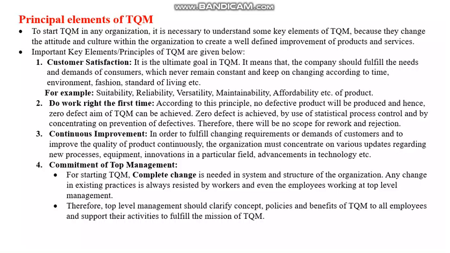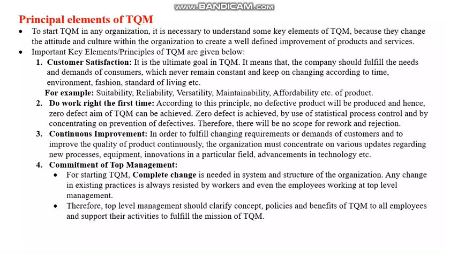See, one of the aims of TQM is zero defect. No defect should be there. Zero defect means no defect. See, zero defect is achieved by use of statistical process control and by concentrating on the prevention of defectives. You see, total quality management aims at achieving zero defects. Therefore, there will be no scope for rework and rejection. If zero defects are there, where is the question of reworking, or the question of rejection of the part? It won't happen. Okay, but for that, everybody should work.